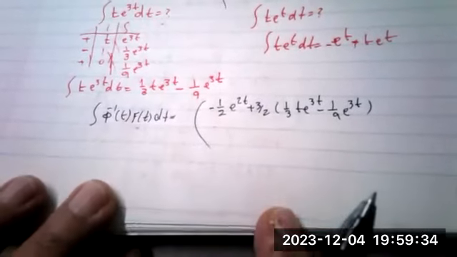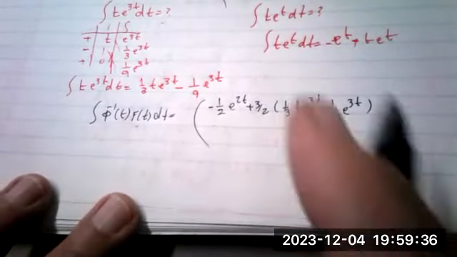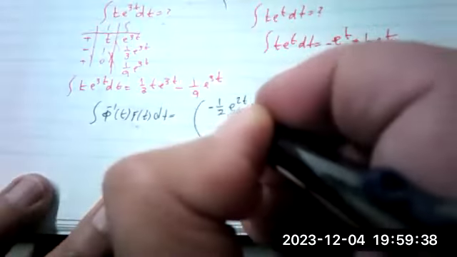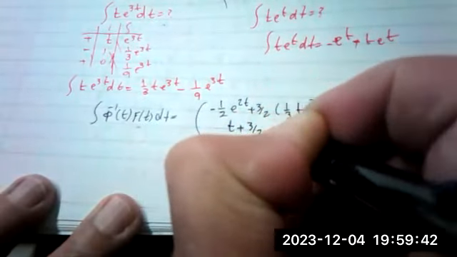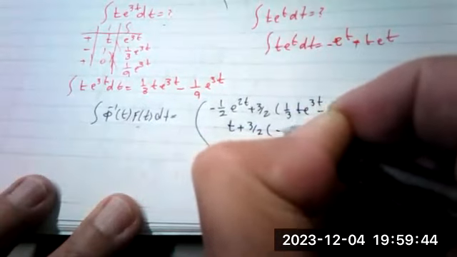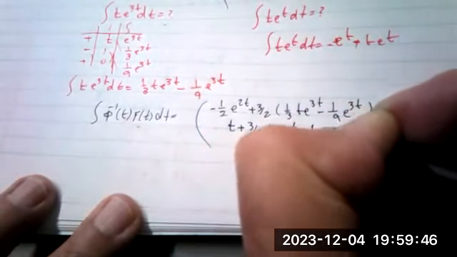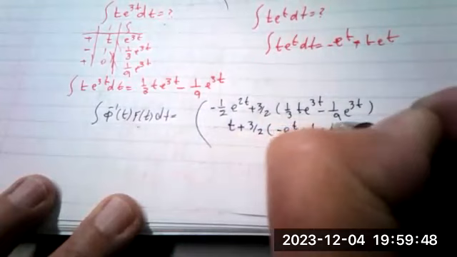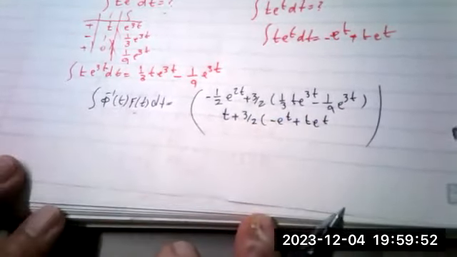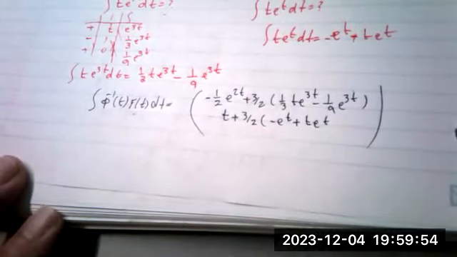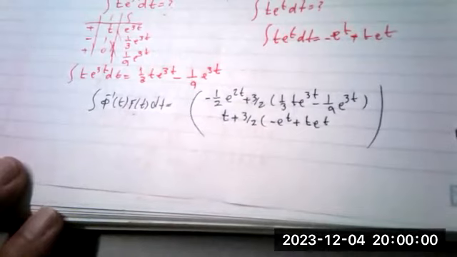That's the first one. How about the second one? You got 1, which would be t, plus 3/2 times negative e to the t plus t e to the t. So you have to simplify, then multiply by phi of t. That gives you x of t. Yeah, you got the equation. Okay, that's it.